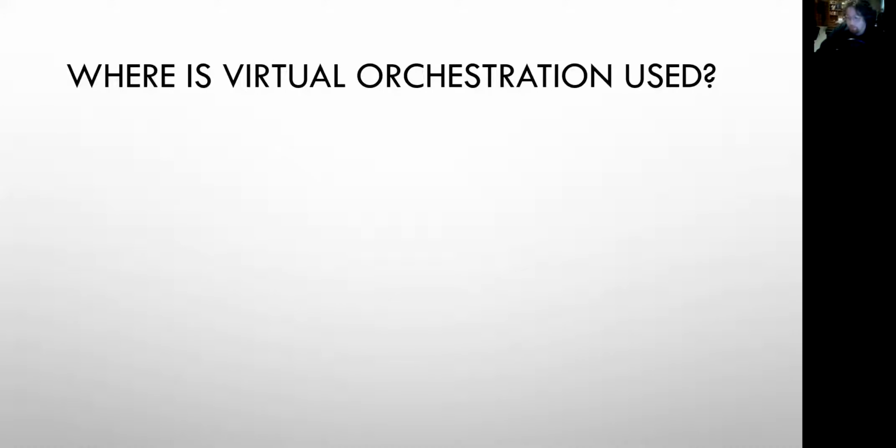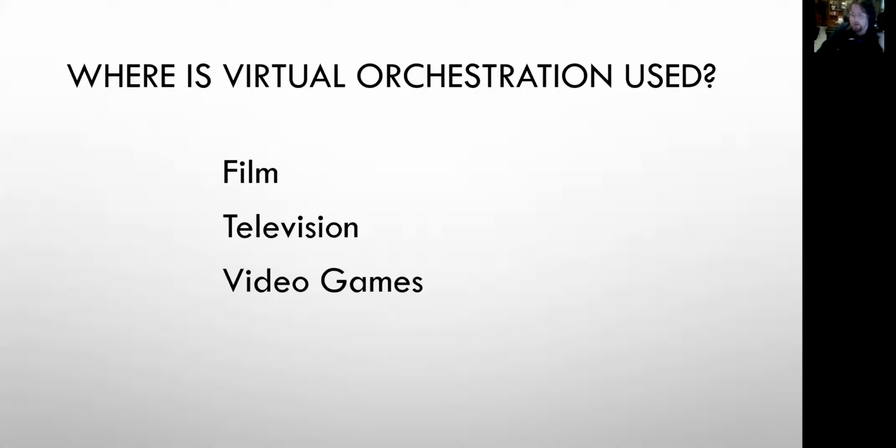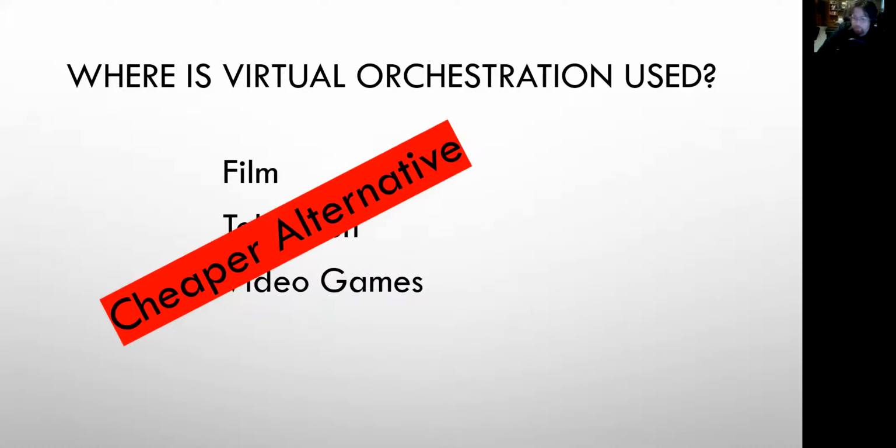Virtual orchestration is most often used in film, television, and video games. A large reason why it's sought after is because it's a much cheaper alternative to recording a real orchestra. In film, even when the intention is to record a real orchestra, mock-ups will generally be used to show the director the different cues. And they've come to expect for the mock-ups to really give an impression of a real orchestral performance now.